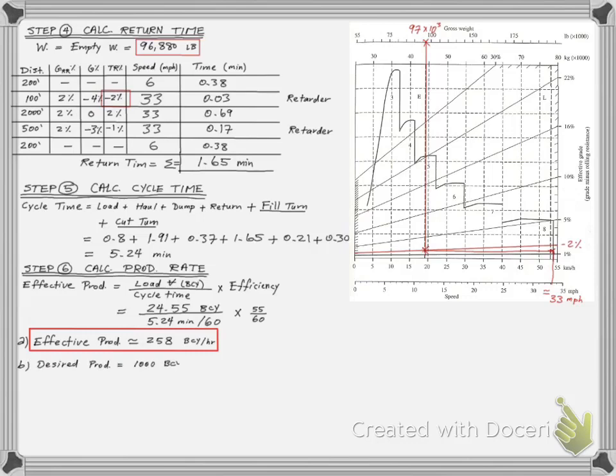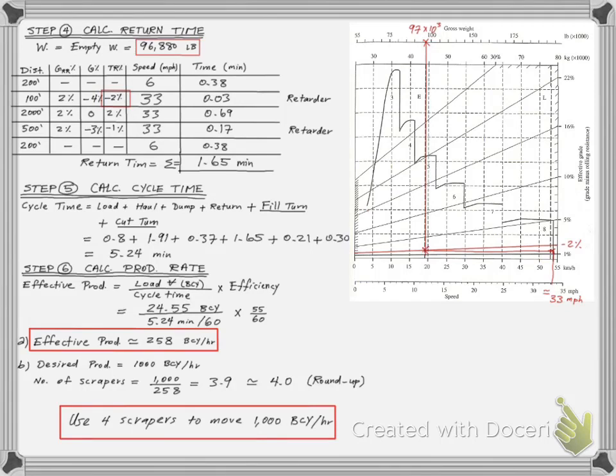In part B, we need to achieve a production target of 1000 bank cubic yards per hour. So the number of scrapers we need equals the production target value divided by the productivity of a single scraper. We conclude by finding that we need 4 scrapers in this operation to move 1000 bank cubic yards of soil per hour.